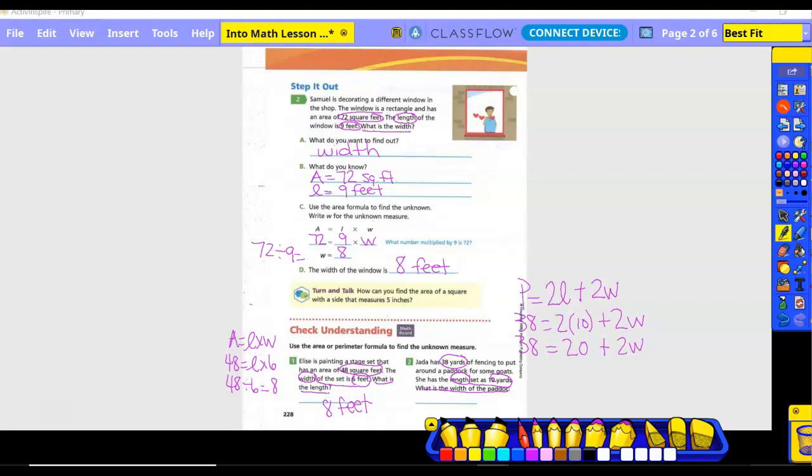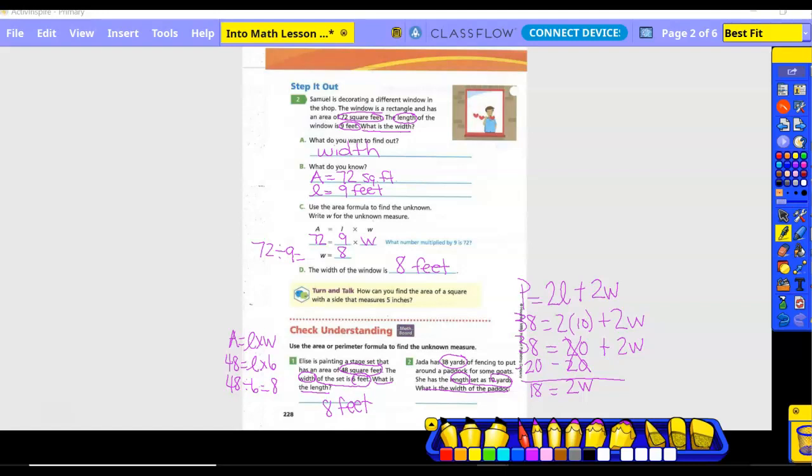But what am I going to do? I'm not dividing it. I'm going to subtract it. Okay? So I'm going to take minus 20. And what I do on one side, I do on the other. So then I mark it out. So 38 minus 20 is what? 18. So 18 equals 2W.